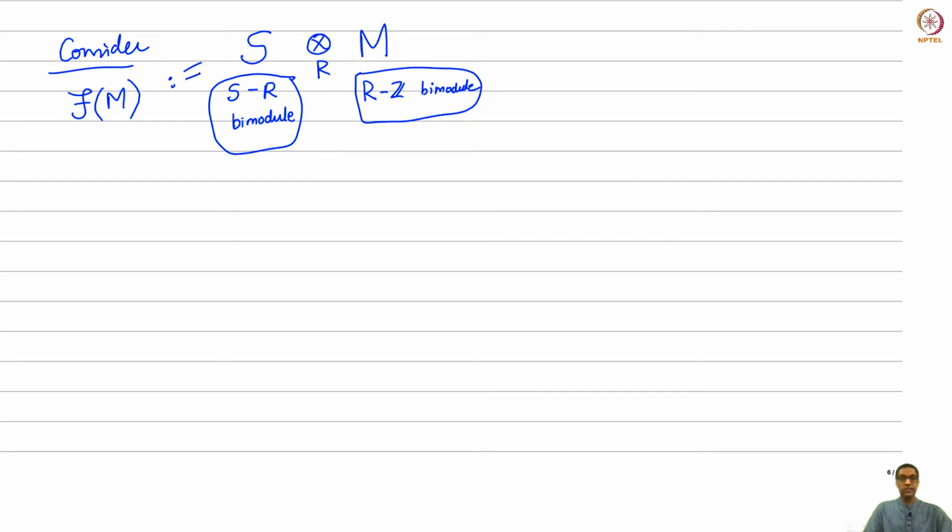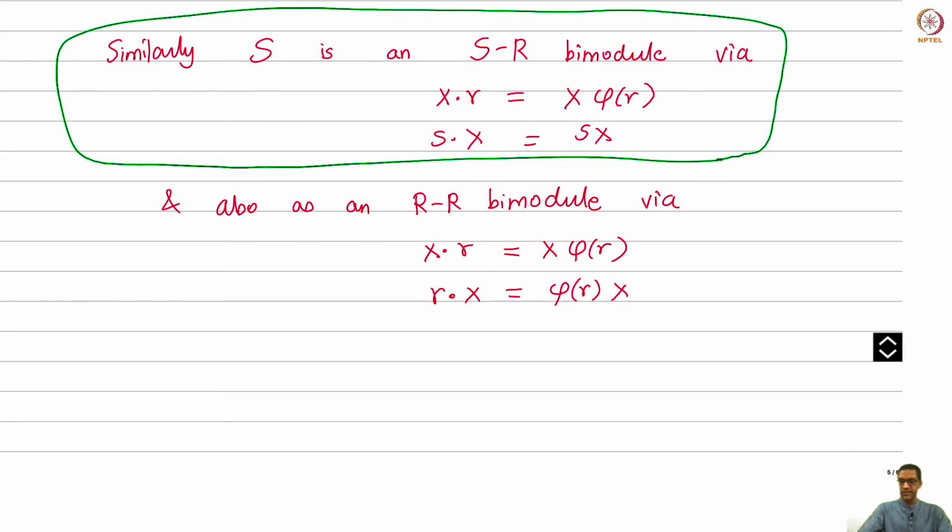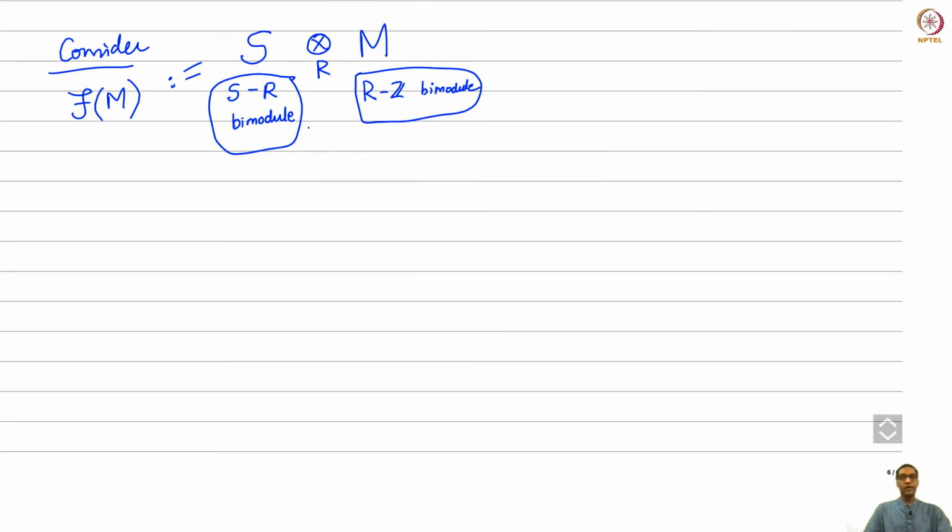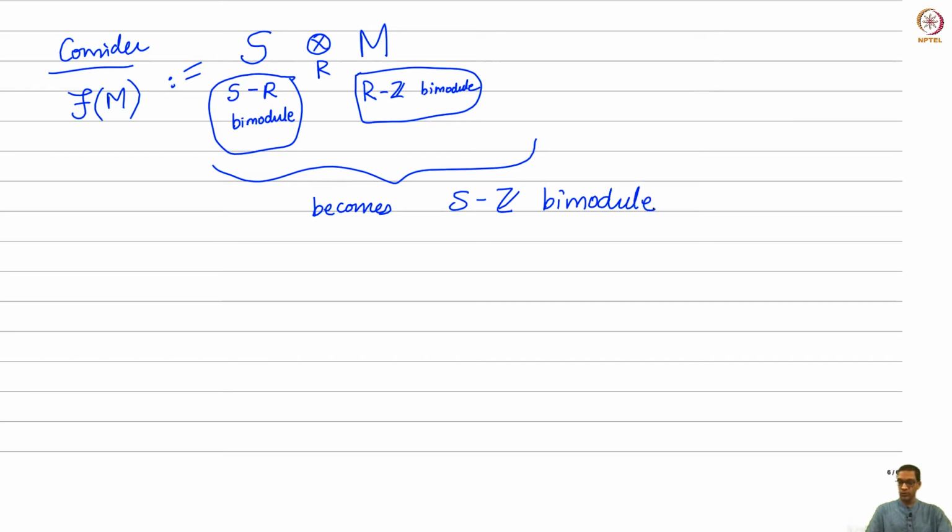Given an m, I have constructed a new object, S tensor m over R, where this tensor product makes sense like this. Because S is a ring with a homomorphism from R to itself, I think of S as an SR bimodule via this equation star. This is my action. Now given an SR bimodule and an RZ bimodule, I know how to make sense of the tensor product. So this final object becomes an SZ bimodule by our general discussion of tensor products and bimodules.